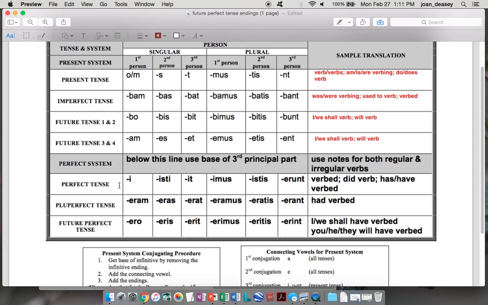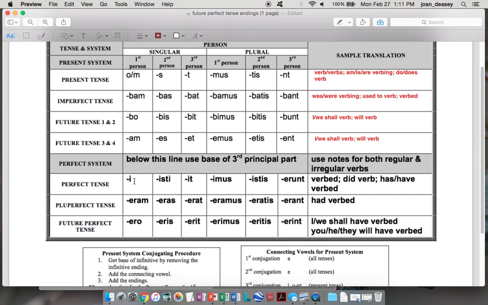You should be able to also hear when we say these which endings are long by nature. The letter I is long because we pronounce it E. Isti, the first I is short, the last one is long. It, the I is short. Imus, the I is short. Istis, both I's are short. And then we say erunt, and it's erunt because the E on the ending is long by nature.